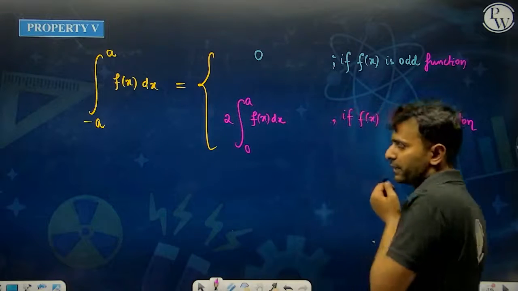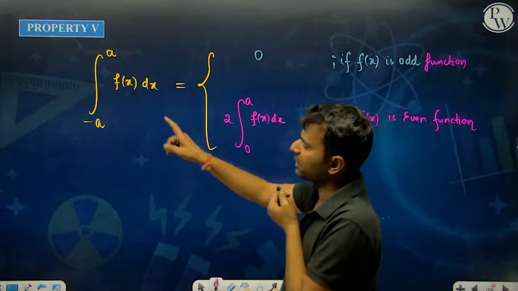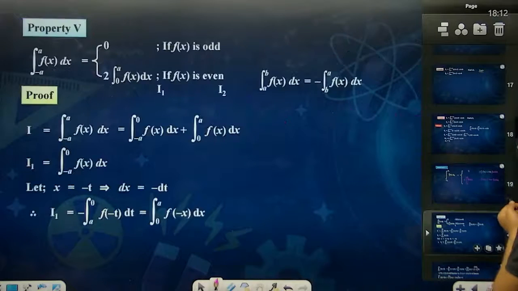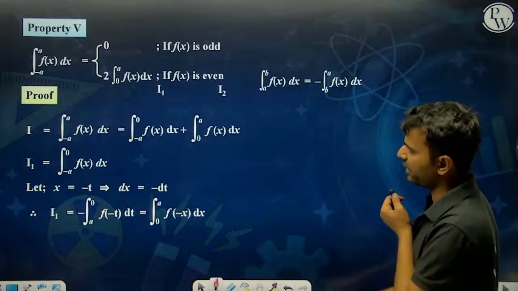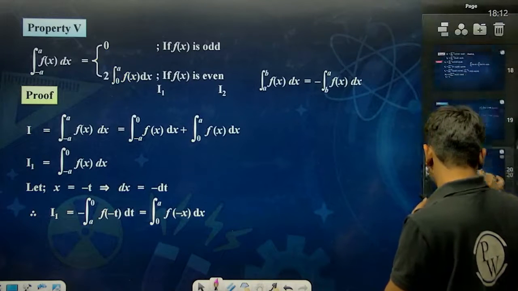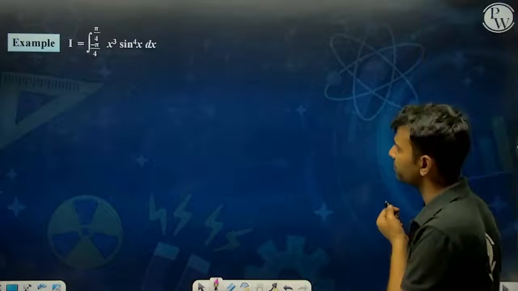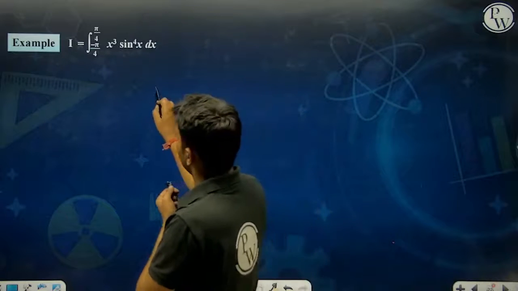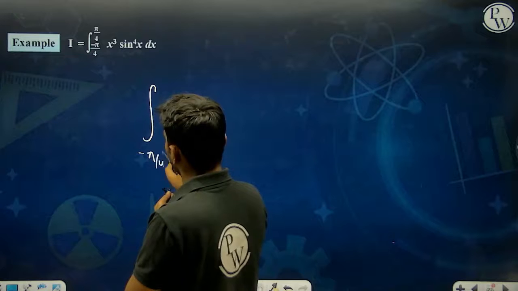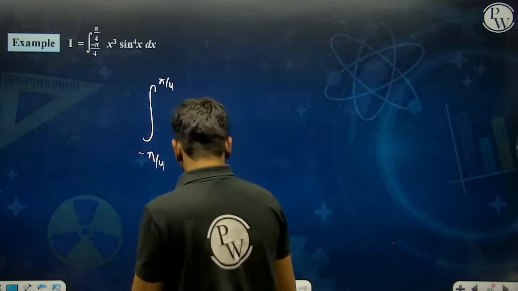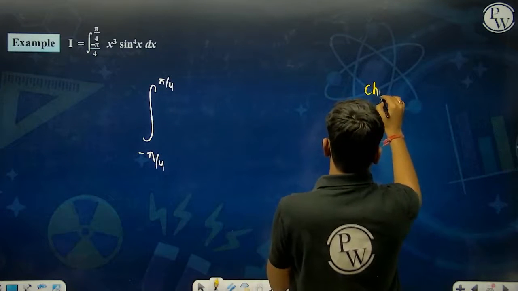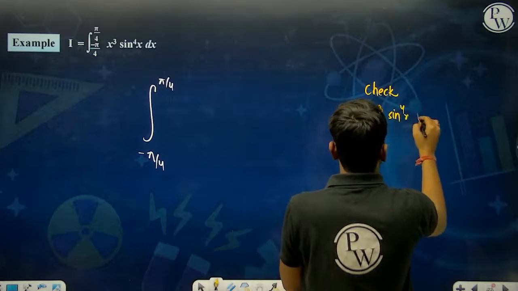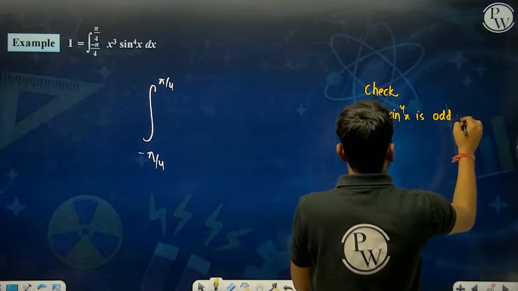This property we will use whenever the limits are going from minus a to a. So this is the thing. The proof of this is what I have attached for your reference. You guys can check it out without any issues. So understand over here, the moment you see minus a to a, can you guys feel it over here? So your agenda should be to check whether the integrand is an odd or even function.